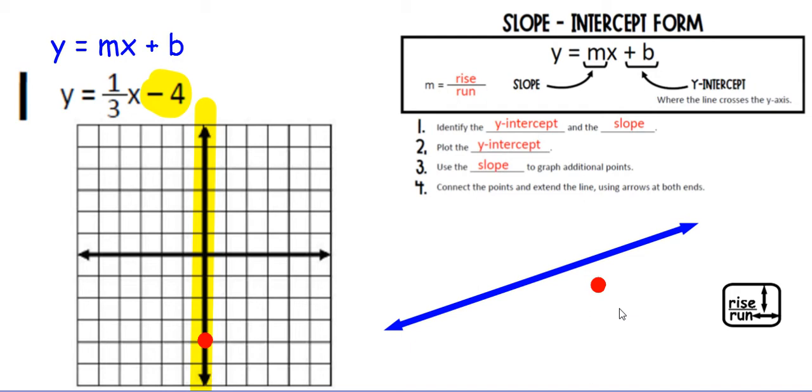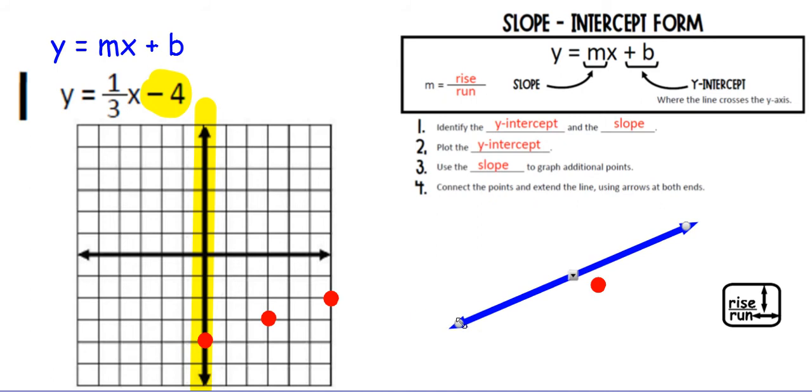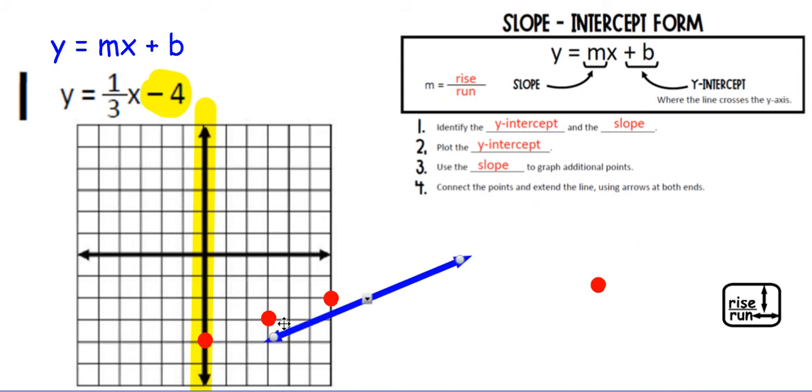I'm going to rise 1 and run 3. And then I'm going to just draw a line that connects those points. And that's the graph of y equals 1/3 x minus 4.